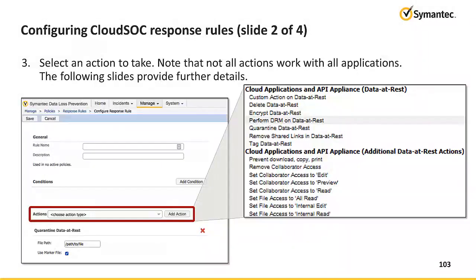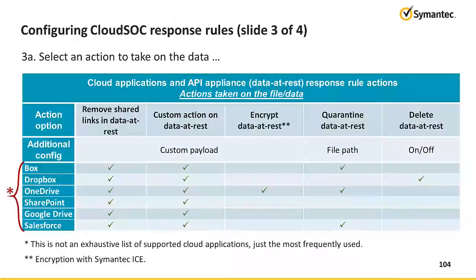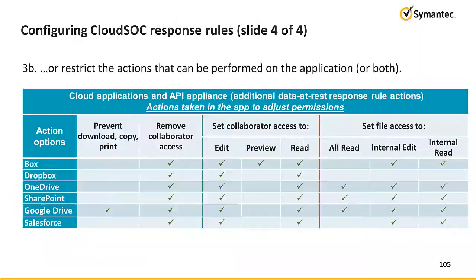Finally, from the Actions drop-down, scroll down to the Data at Rest responses. There are two sections here. One lists the actions that can be taken on the file itself, and the other looks at how the data can be accessed, viewed, or edited from within the application. Note that both file actions and access actions can be taken on the application.